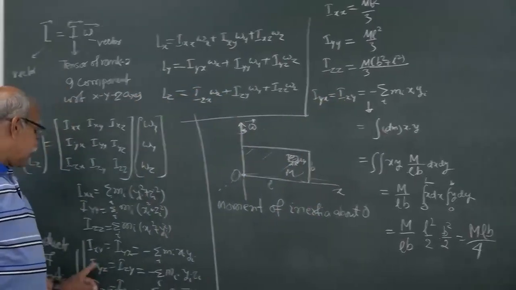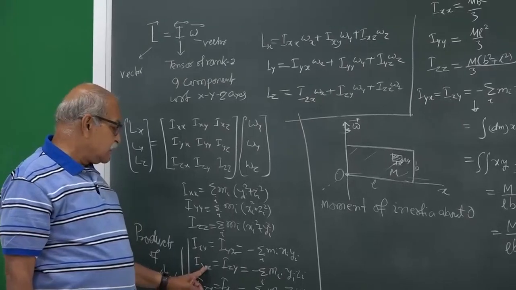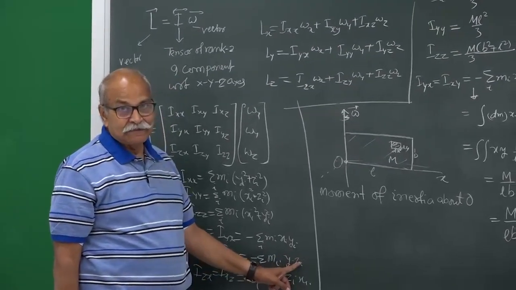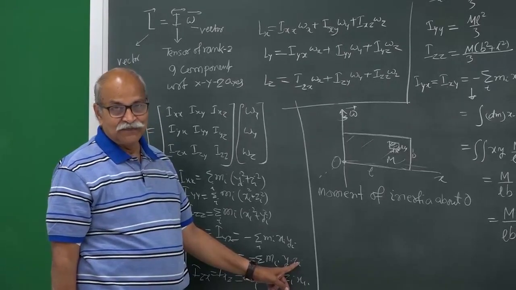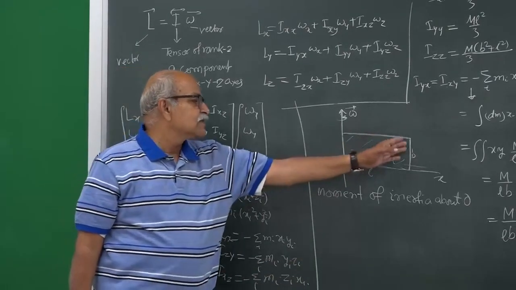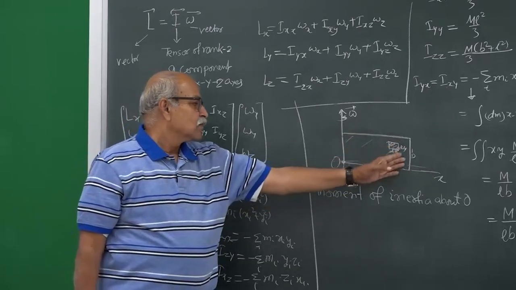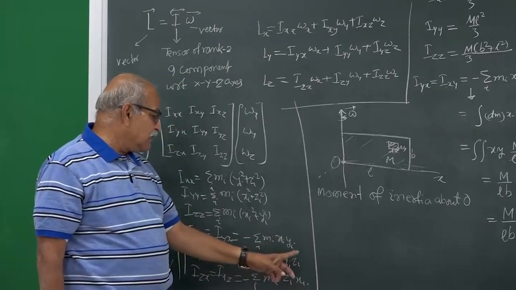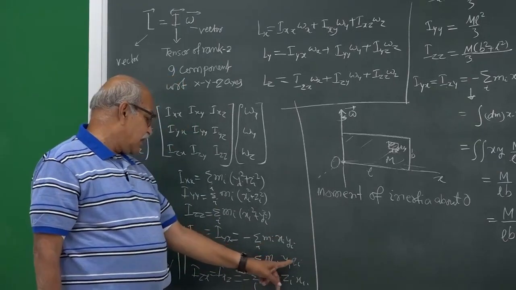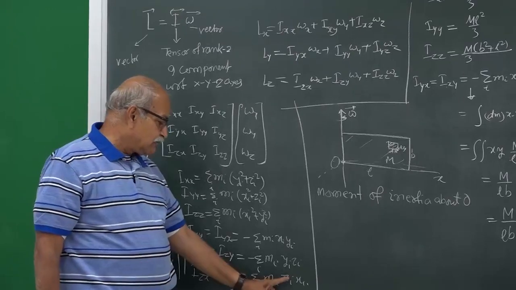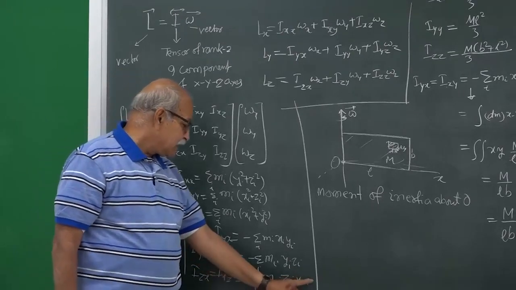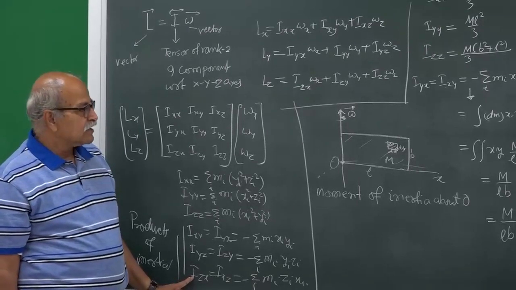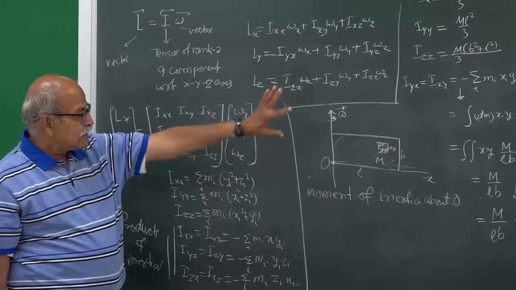And what is Iyz? In Iyz you will have mi, yi, zi, and zi is 0 for all particles. Z coordinate is 0. Okay. This whole thing is in the xy plane. So, this z is 0 for every particle of this plate, and so this is 0. And therefore, Izx is also 0. So, the only product of inertia terms are Ixy and Iyx.